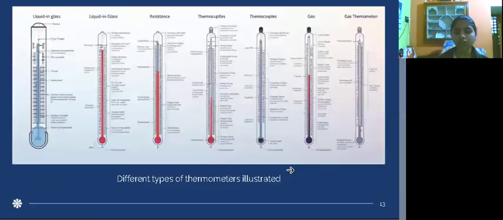So there are different types of thermometers illustrated here. Here are some of the specific types. First we have liquid and glass thermometers. They use mercury or alcohol expansion. Next we have resistance thermometers, which detect changes in electrical resistance. Then we have thermocouples, which generate voltage from temperature differences. Then we have gas thermometers, which measure pressure or volume changes in gases. Each has its own accuracy range.